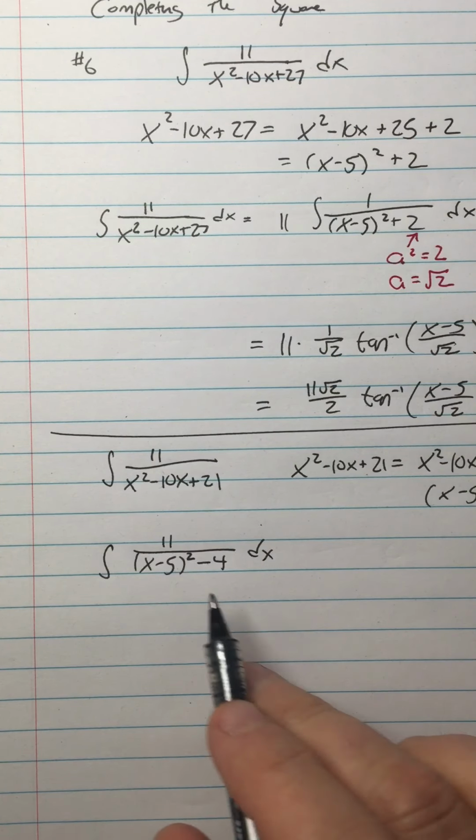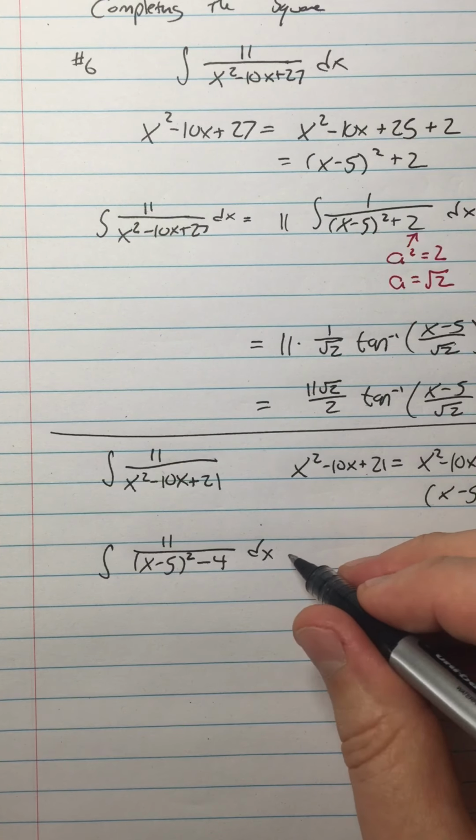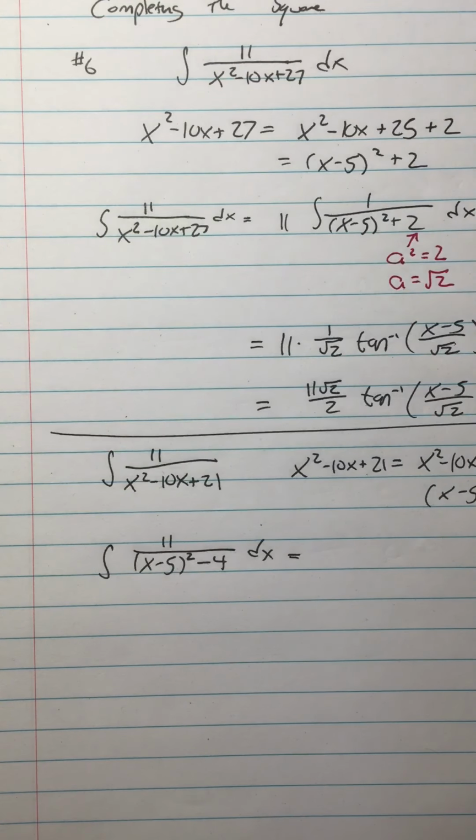Well, what I can do is just factor that as a difference of squares. The important conclusion here is that if it's x squared minus a squared, then the denominator factors. And if the denominator factors, you can do partial fractions.